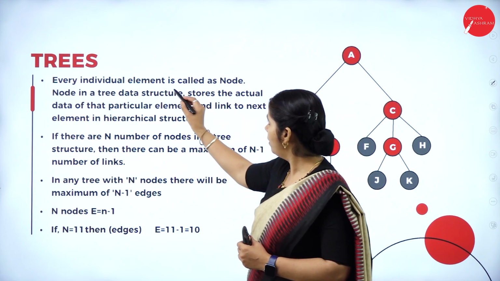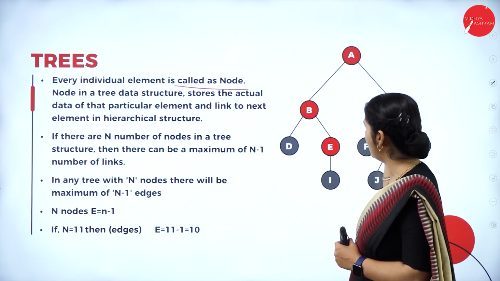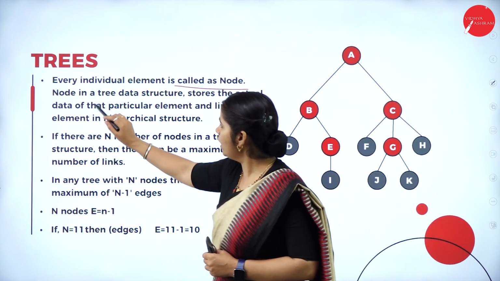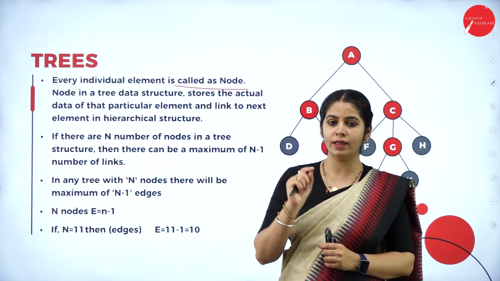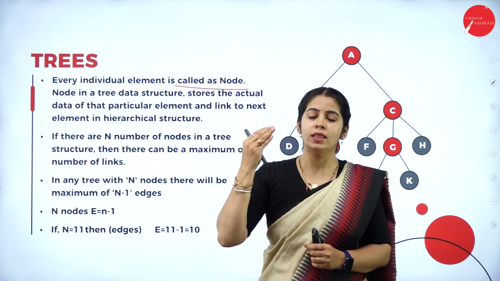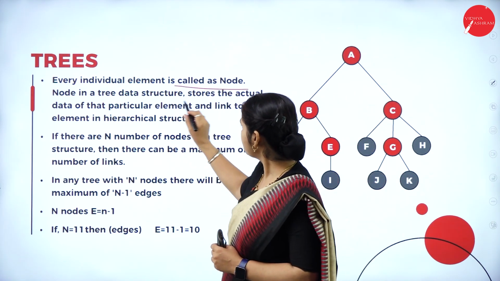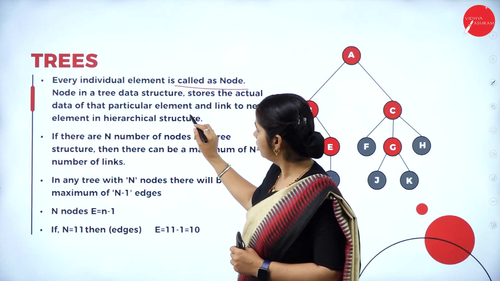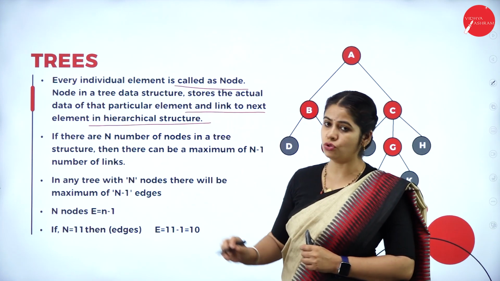Every individual element is called a node, right? As we have mentioned, every individual element is called a node. A node in the tree data structure stores the actual data, whether it is an element, a character, or a string, whatever you want to store. The actual data will be stored in the node. And the next element will follow in a hierarchical structure.